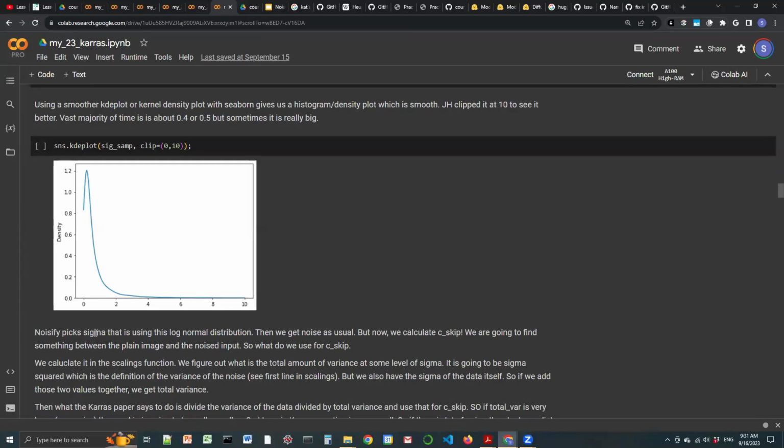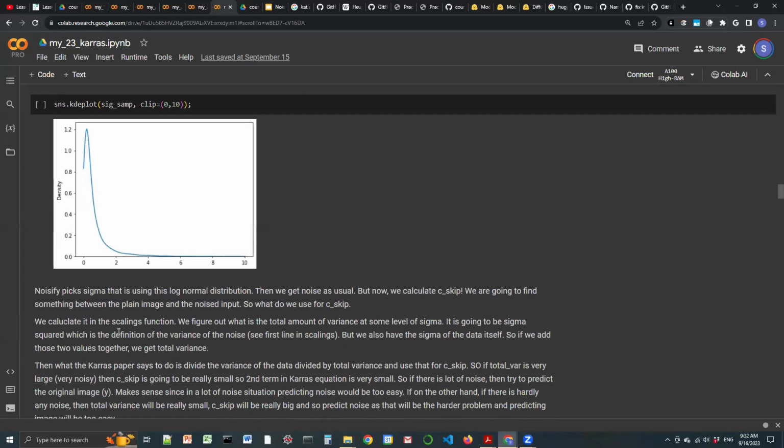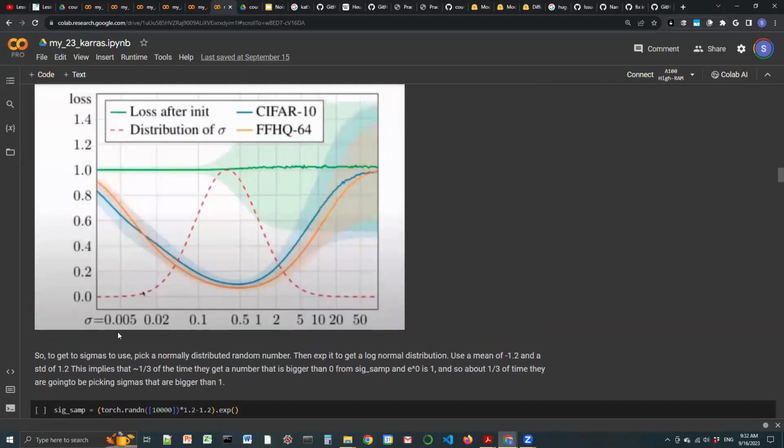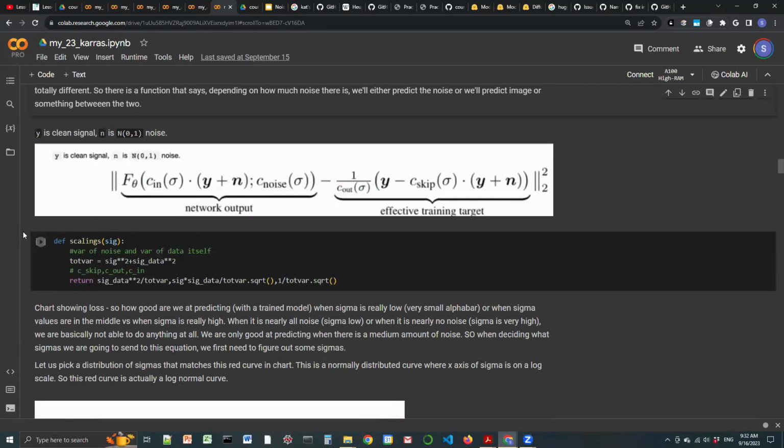higher. So Noisify, which is what we want to use to generate the noise, picks the sigma value using this log normal distribution. Then we get the noise as usual. And based on that, we calculate C-skip. So remember, we are going to use C-skip to predict something between the clean image and pure noise, right? So what do we use for the C-skip value? The C-skip value is what is calculated in this scaling function, right?